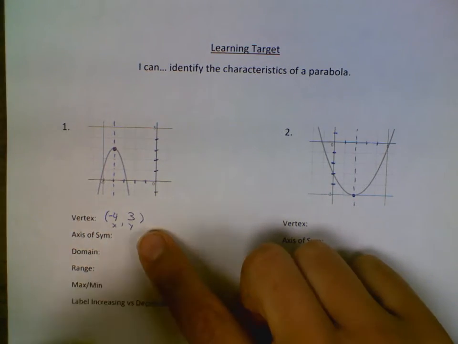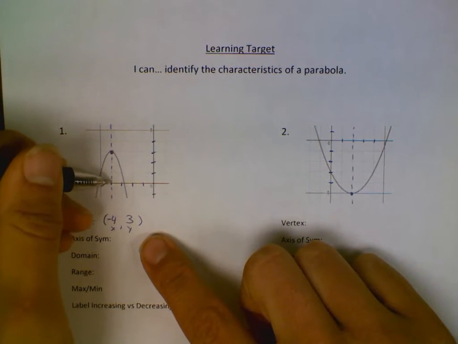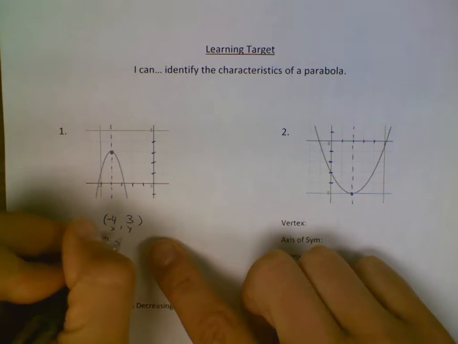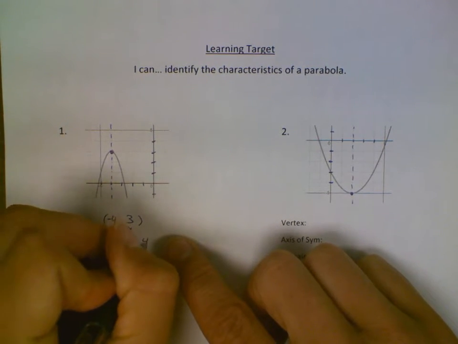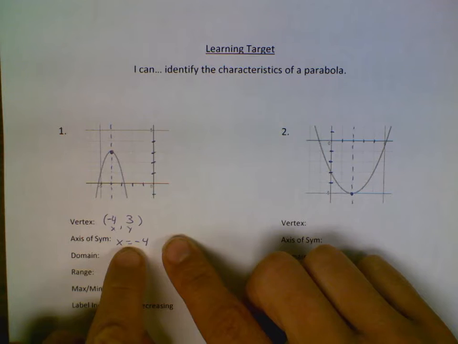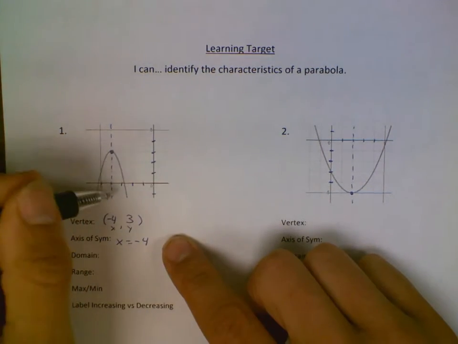The axis of symmetry then is the vertical line that cuts through -4. So it's going to be x equals -4. Remember to write the x equals, okay? It's important that you have this because it's a line.